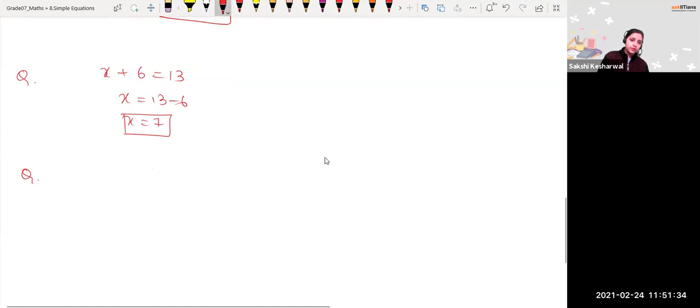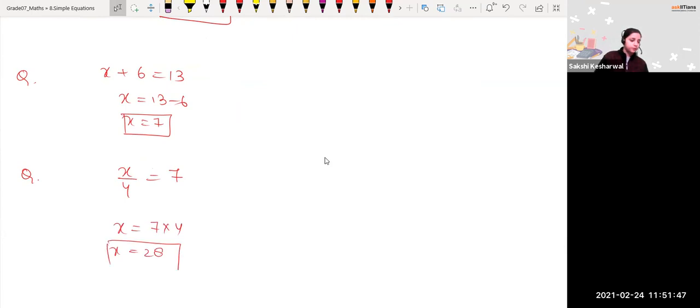Now, if I write the next question, now see over here. If it's written x by 4 is equal to 7. Now, this 4 is in division. So it will go to multiplication or not? So this is division. So x is equal to 7 into 4. So x is equal to what? 28. That's it. Right?